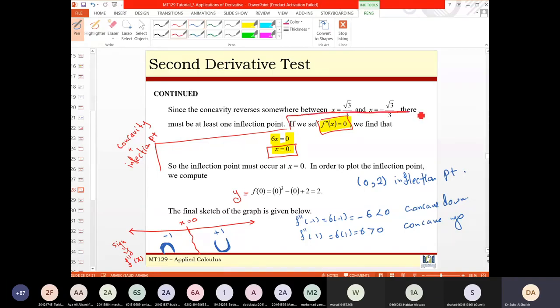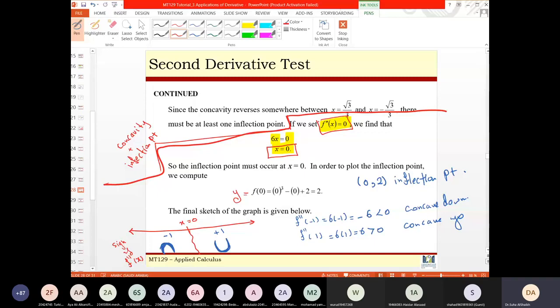So this is how we study the inflection point. We take f double dash, let it equal to 0, get the point, get the y of the point, and then study the sign of f double dash before and after this point. This will give you an idea if this point is an inflection point or not. So this is how they draw it.